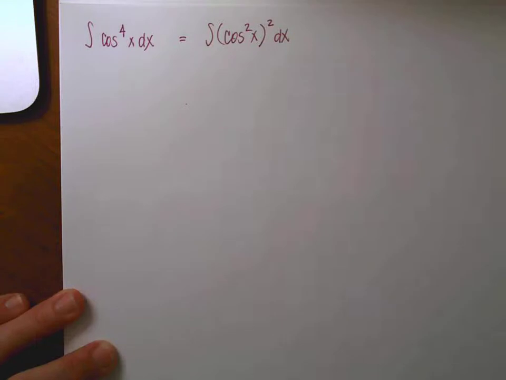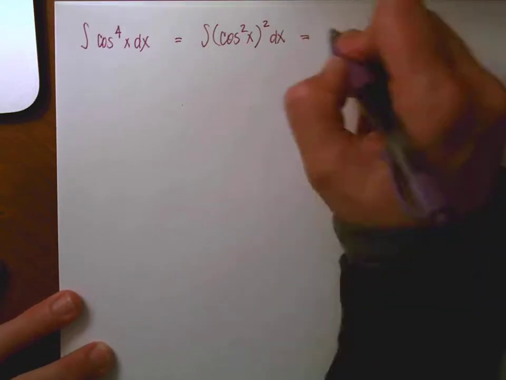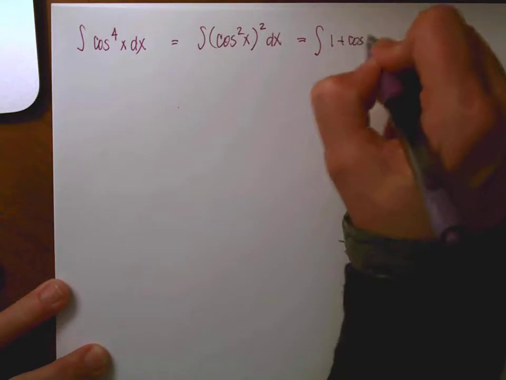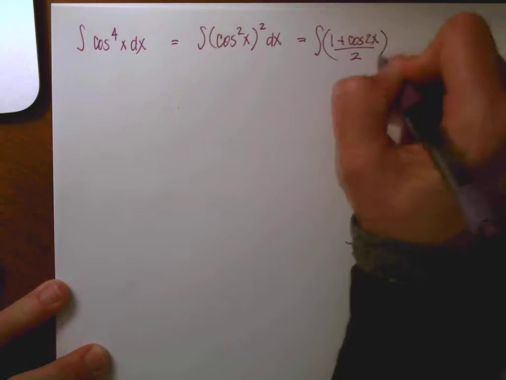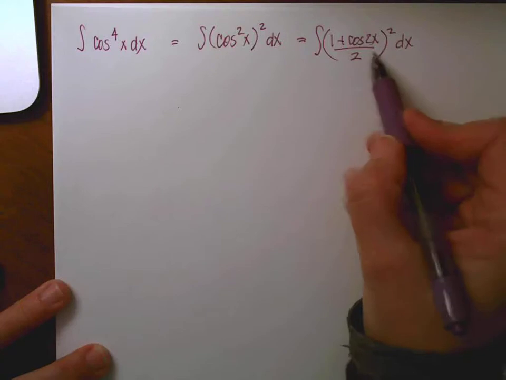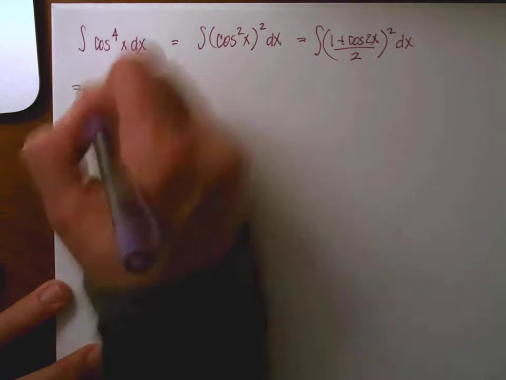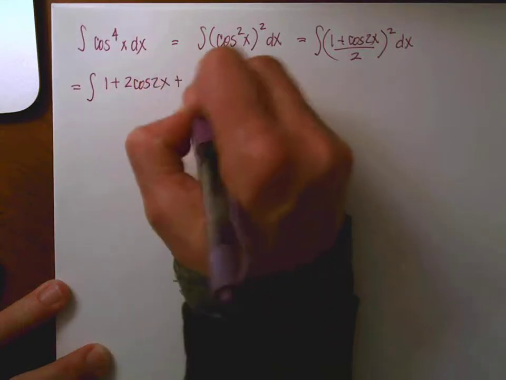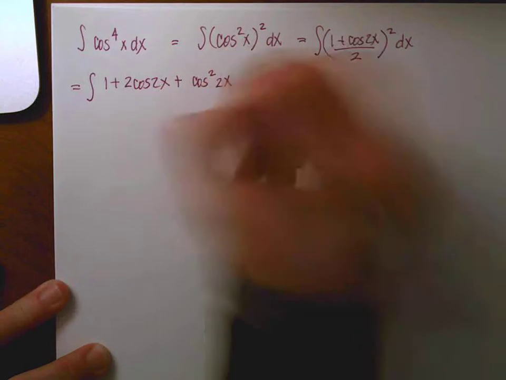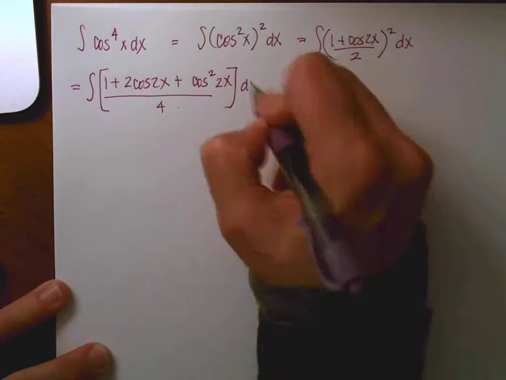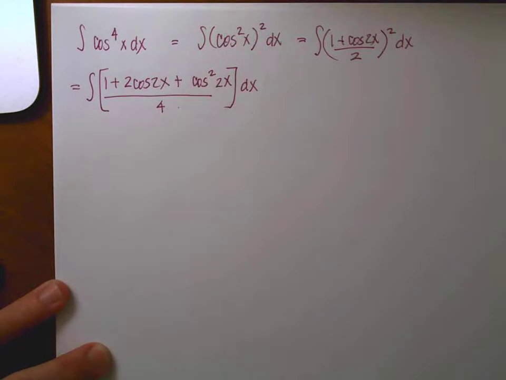So this is going to be the integral of the cosine squared of x, quantity squared, dx. Then I'm going to rewrite this using the identity. So cosine is plus, so it's going to be (1 plus the cosine of 2x) over 2, quantity squared, dx. The next thing I'm going to do is expand this. So this is the integral of (1 plus 2 cosine 2x plus the cosine squared of 2x) all over 4, and then you have to put your little guys in brackets, dx.